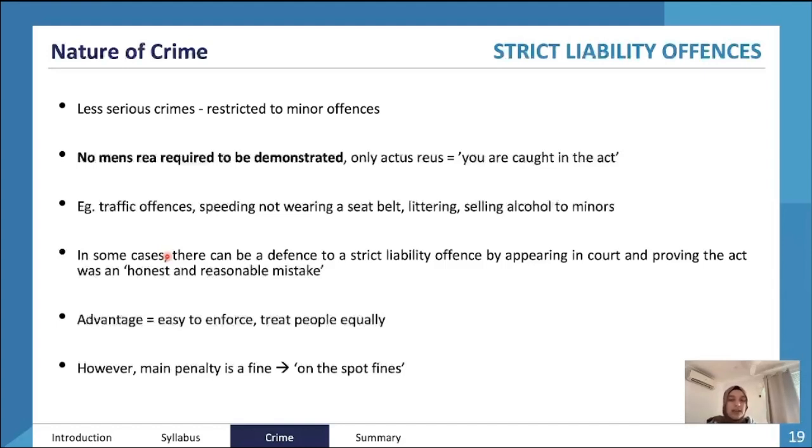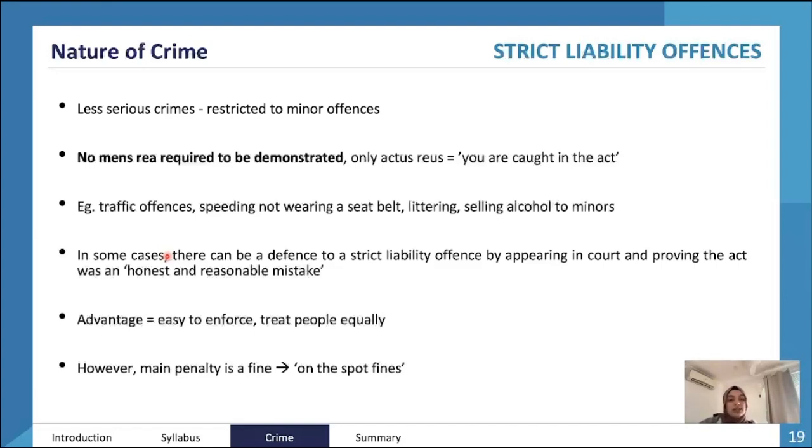Mainly my favorite example to give for strict liability offences is speeding because it's just so easy to understand. Basically, if you're speeding and a police officer catches you, they pull you over and they give you a fine or they give you a ticket or whatever it is, they give you a fine or they take away a few points off your license, then you're caught in the act. The police officer doesn't have to prove that you have the intention to speed. They just have to prove that you were speeding, and then they can do that through, for example, if there was a camera or if they have like a certain system in place where they can check your speed, then that's essentially enough. So for example, traffic offences, speeding, not wearing a seatbelt, littering, selling alcohol to minors, those are all examples.